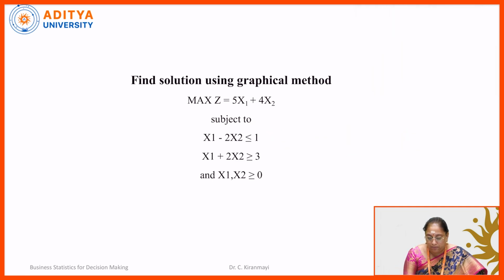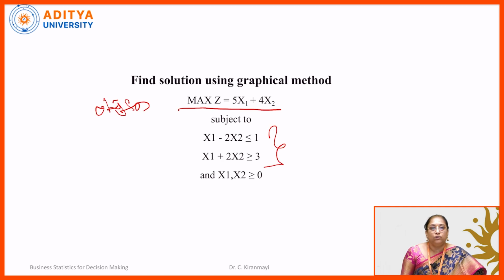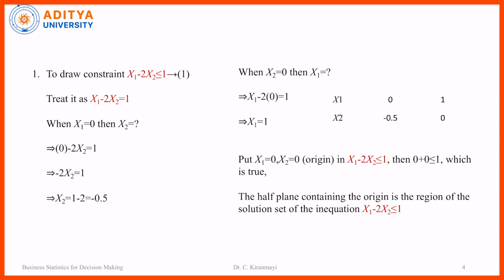So, here is the problem in a maximization model, and we are given two types of constraints. One is less than type, another one is greater than type. The first step in the graphical method is to solve the inequalities, to find the coordinates to plot the inequalities on the graph.